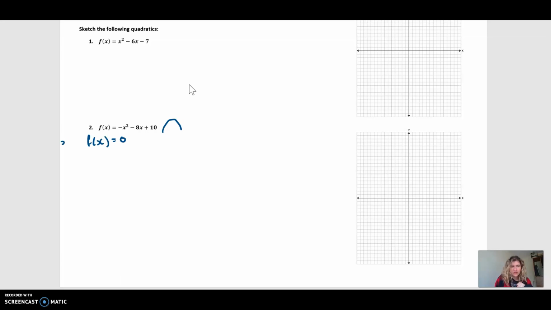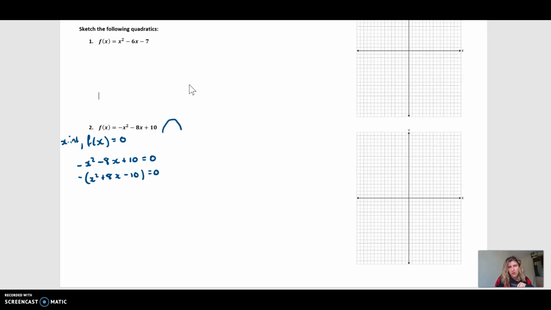Because we're finding our x-intercepts, and I should write x-int there, f of x equals 0, so we've got minus x squared minus 8x plus 10 equals 0. Now, a couple of little tricky things here. We've got that minus x squared. So if we were trying to look at using a factor theorem, we could take out the negative, so we've got x squared plus 8x minus 10 equals 0.